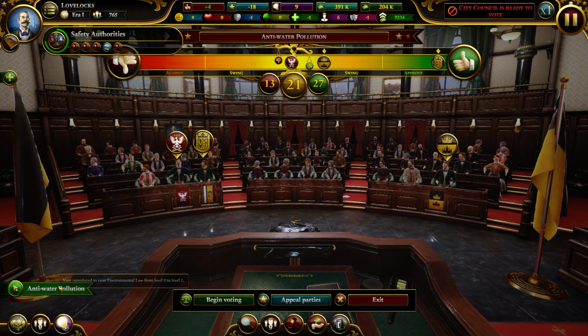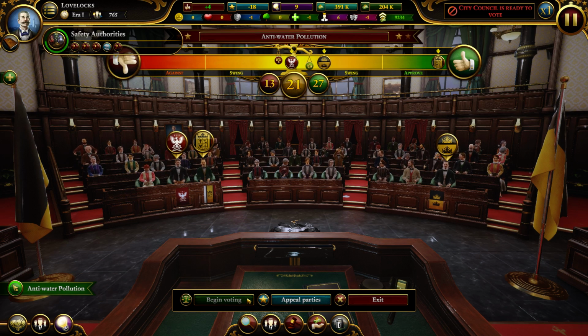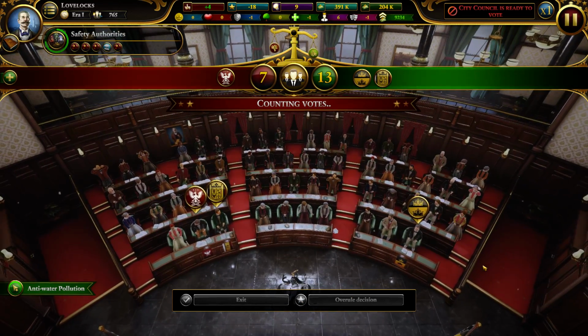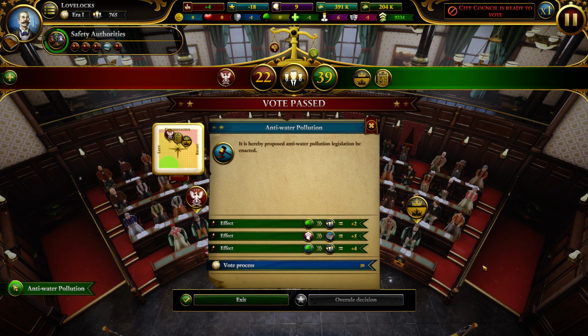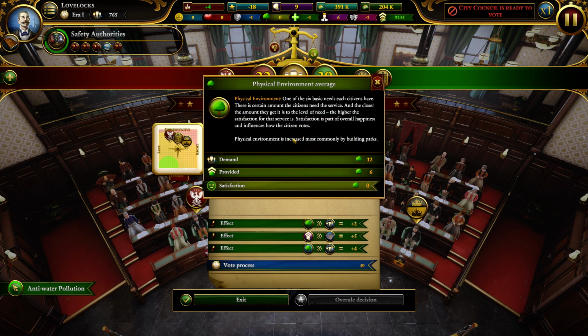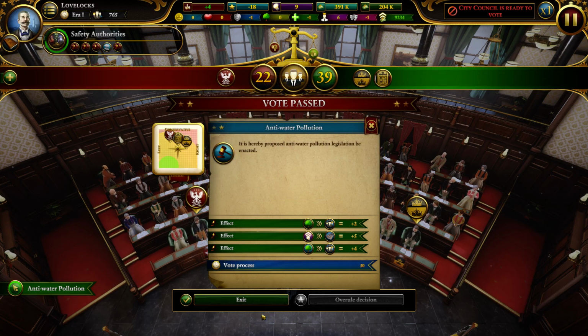City Council is ready to vote. Here we go. Let's see how this turns out. I'm not going to appeal. I don't really care either way how this vote goes. It's passed. All right. So people are going to start demanding more, a better physical environment. So we need to be aware of that.